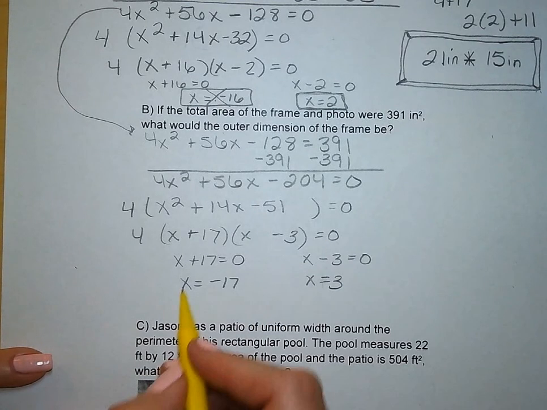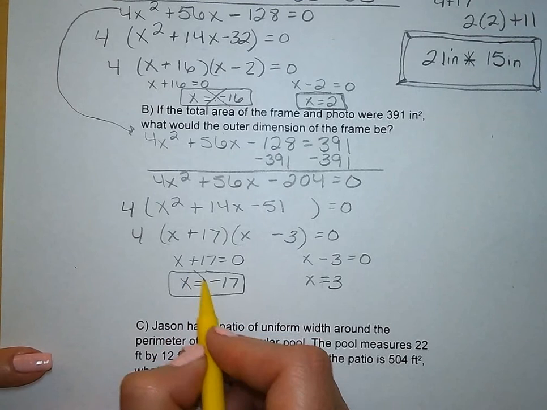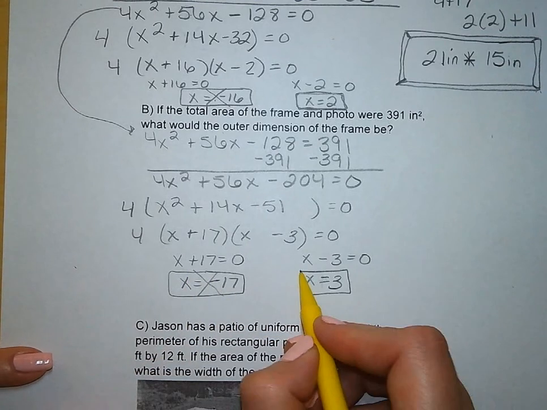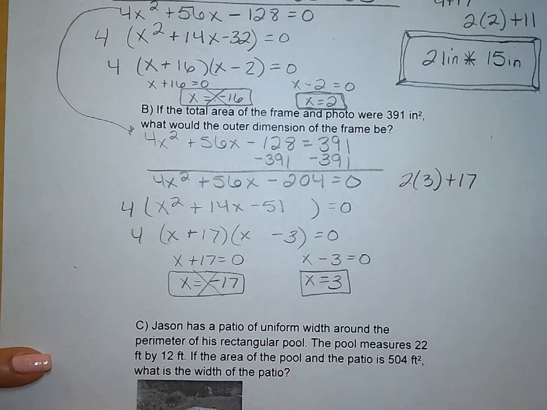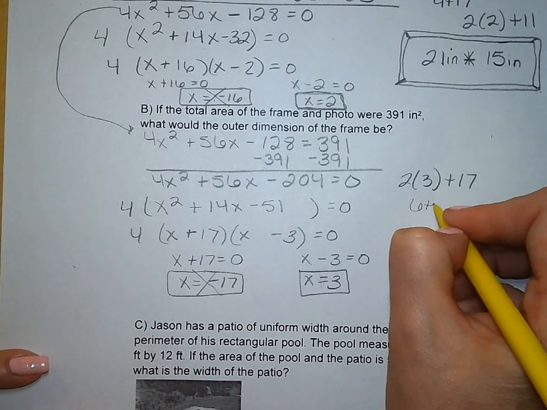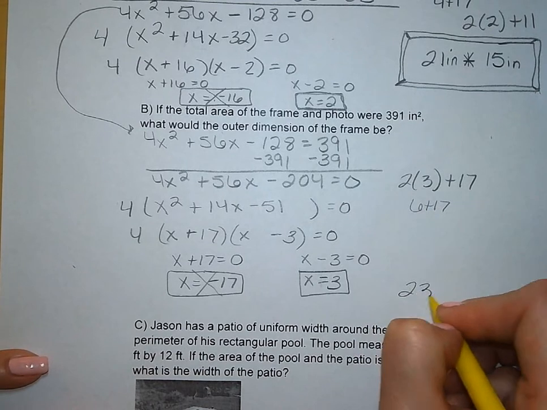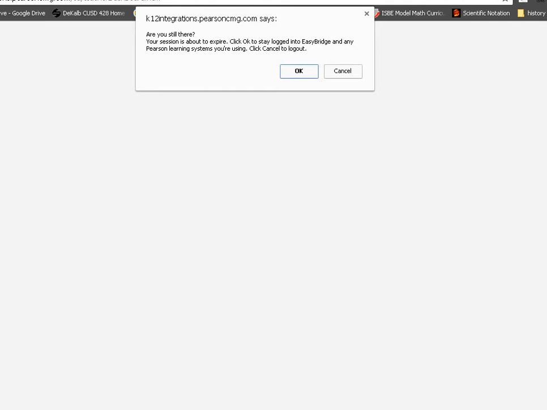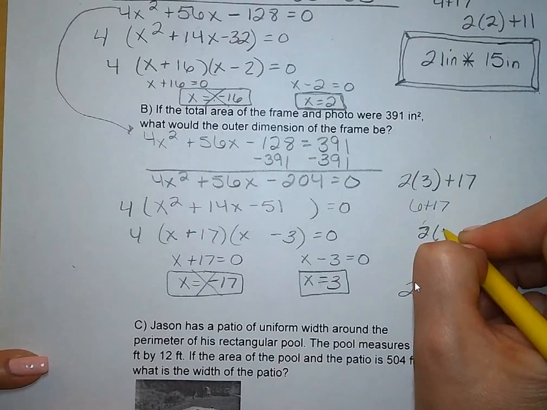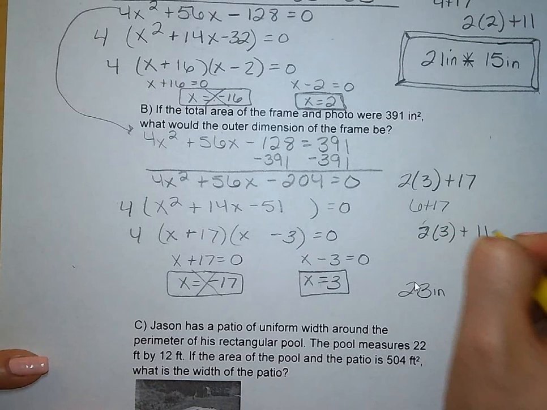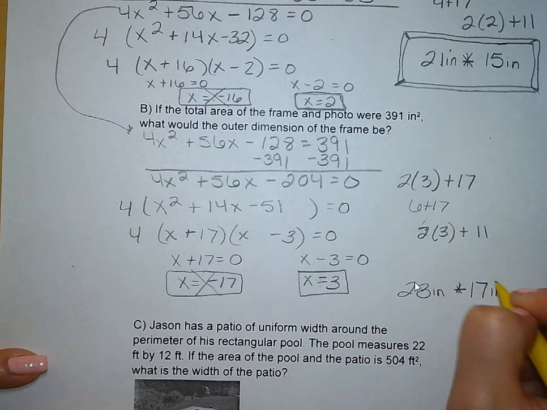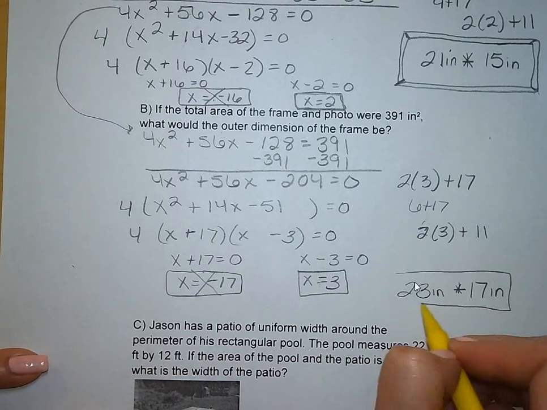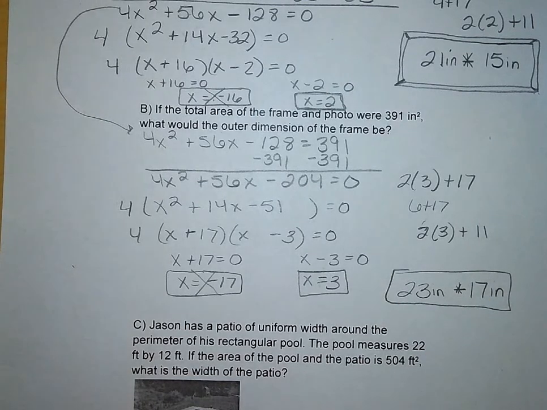So we can ignore the negative answer because we can't have a negative dimension for our frame. So we're going to have 3 for our dimensions. We've got 2 times 3 plus 17, which gives us 23 inches. And we've got 2 times 3 plus 11, which gives us 17. 23 inches by 17 inches.